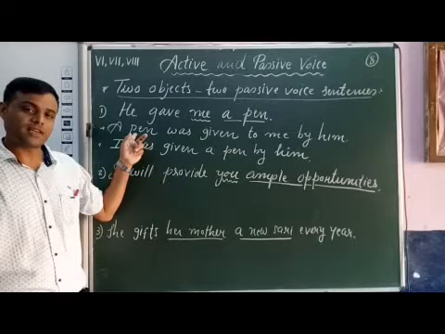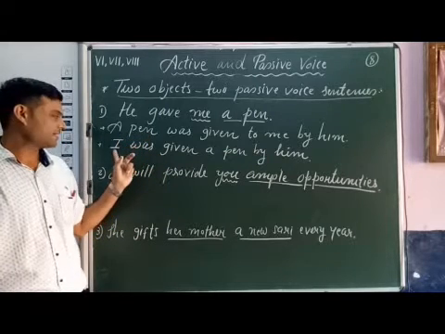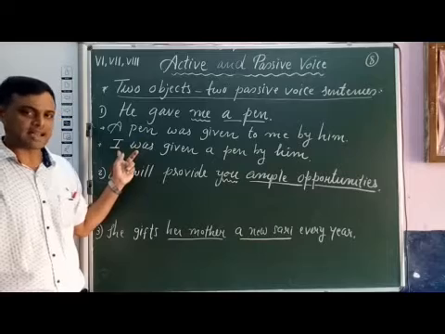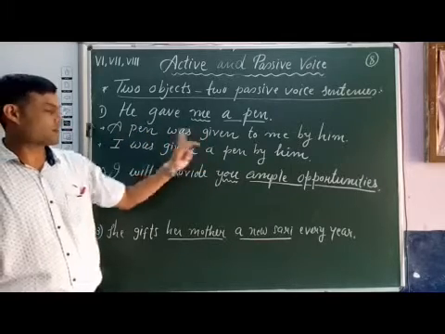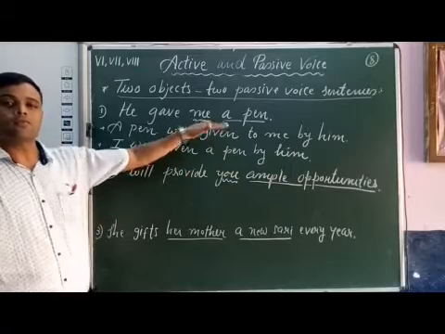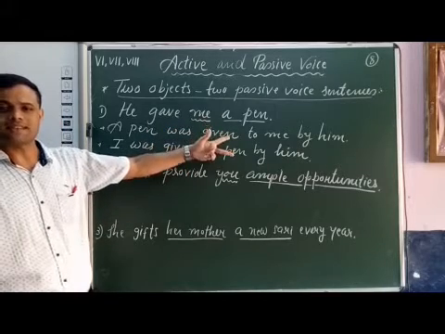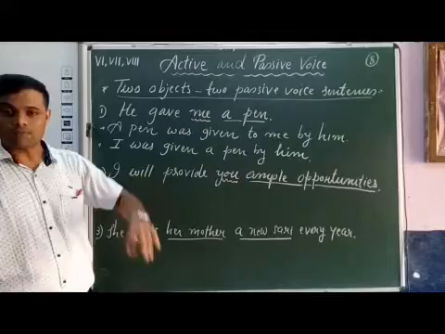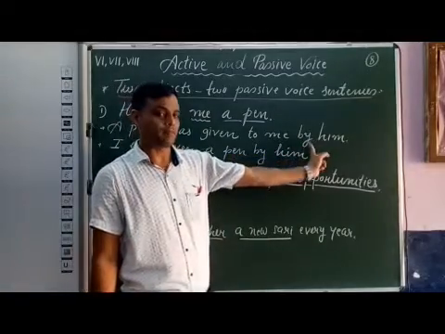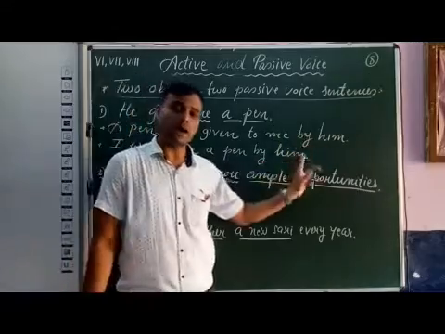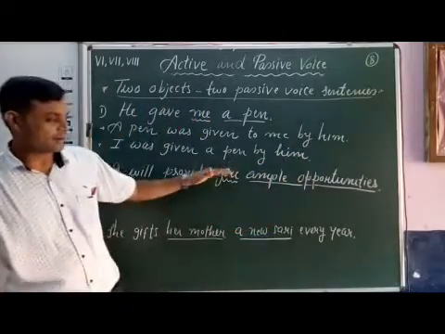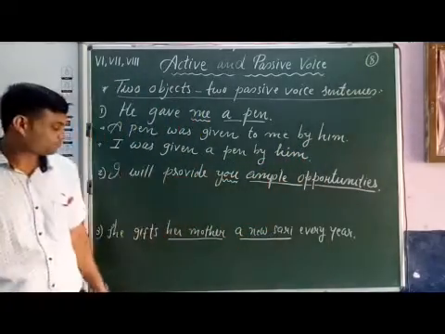In first sentence we have used direct object. In the second sentence we have used indirect object. Both the sentences are in passive voice. Was given, to be formed, with. If you see, the subject remains same. The doer of the action is same. By him.